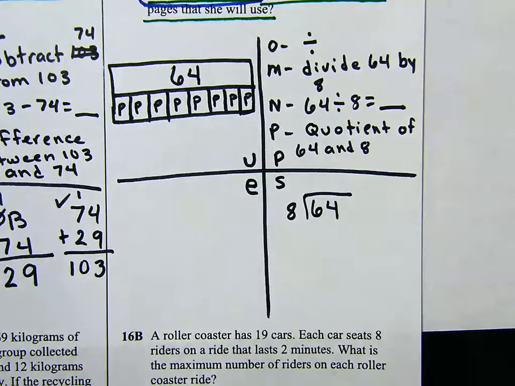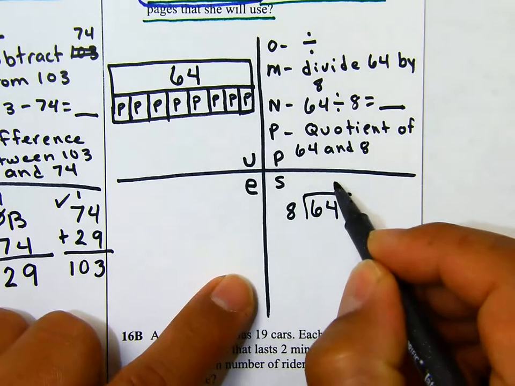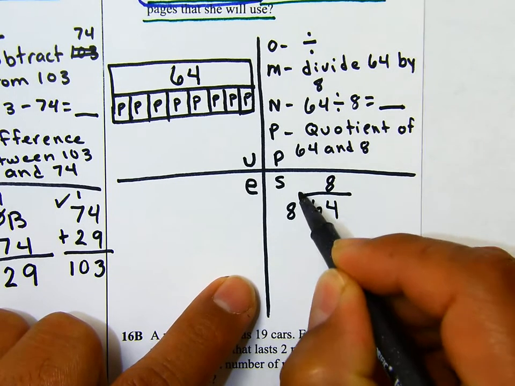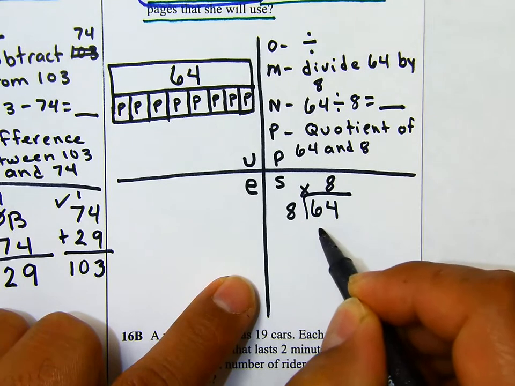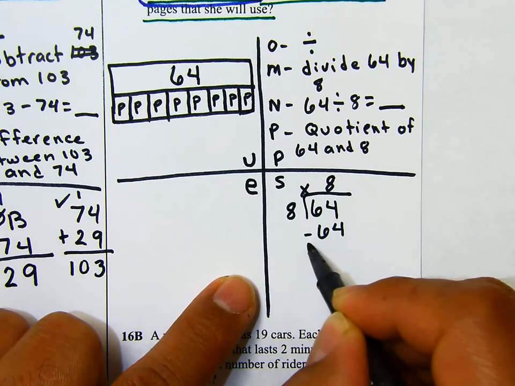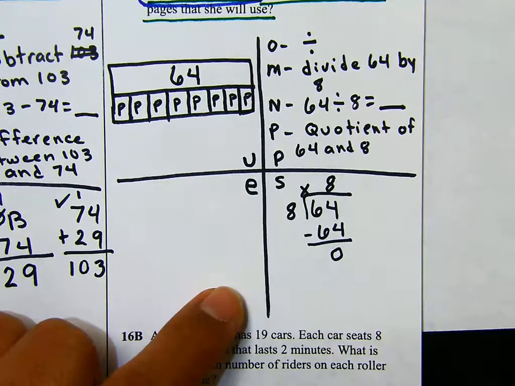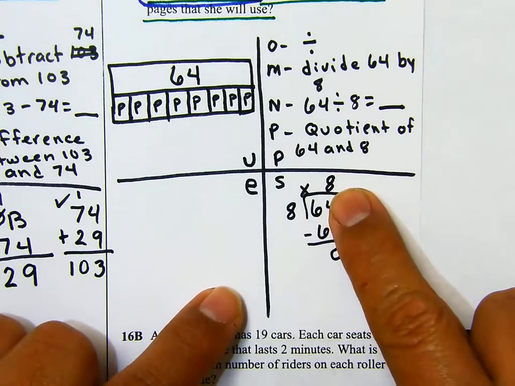So we can count by 8. 8, 16, 24, 32, 40, 48, 56, 64. So that was a total of 8 times. So 8 times 8 is 64. We subtract, that gives us 0. So our quotient is 8.